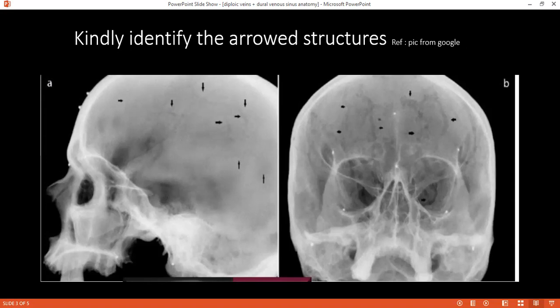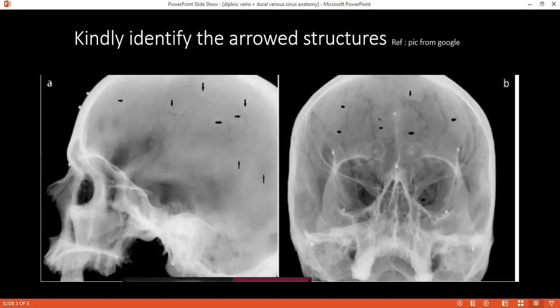Okay. Can you tell me this one, the middle? What are the diploic veins? Diploic veins are veins between the dura mater and arachnoid space. Okay, how are they presented on X-ray? First, you can tell me what kind of image this is and what the arrows are pointing at. These are the plain X-rays of skull, lateral view, picture A, and anterior posterior view, picture B.